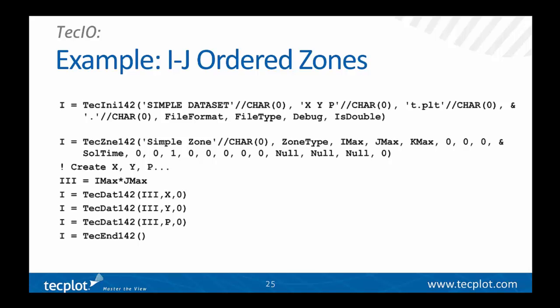Next call is TecZNE, where we pass the title and the zone type. In this case, I'm not showing the code here, but we'll have set it to ordered. And the dimensions of the zone. And the solution time. Those 3 zeros after IMax, JMax, and KMax are ignored, but all the remaining zeros and ones there relate to advanced features, variable sharing, and so on that aren't really for this example. But you can look at the documentation to see what the options are for all of that.